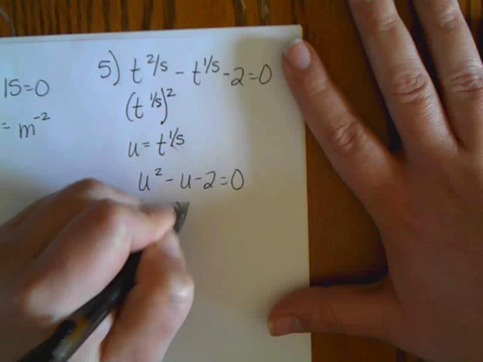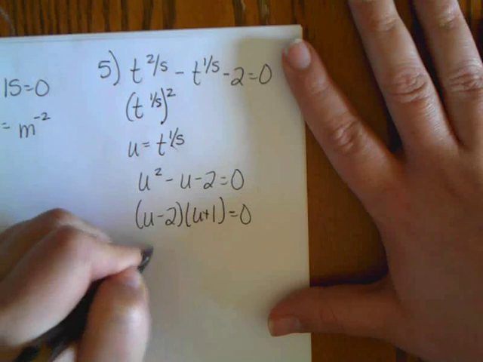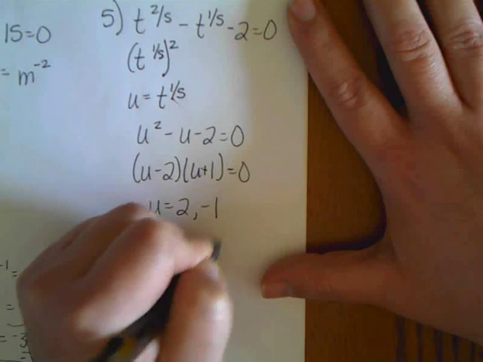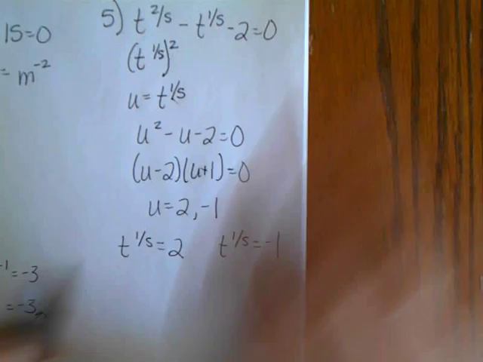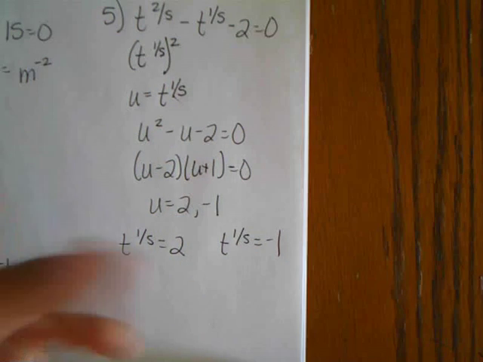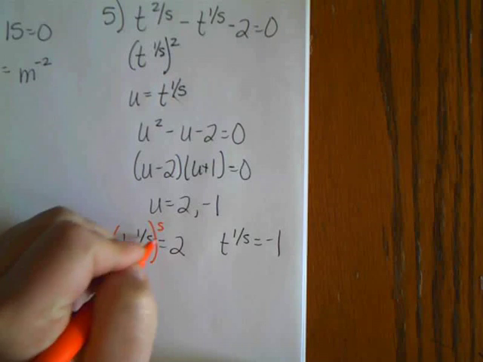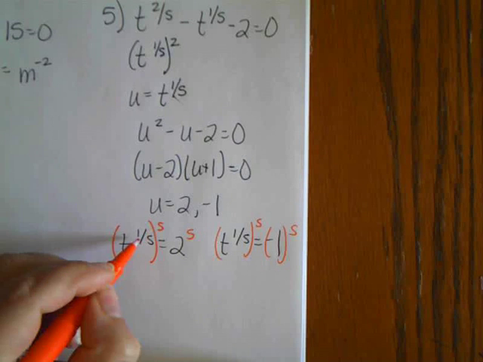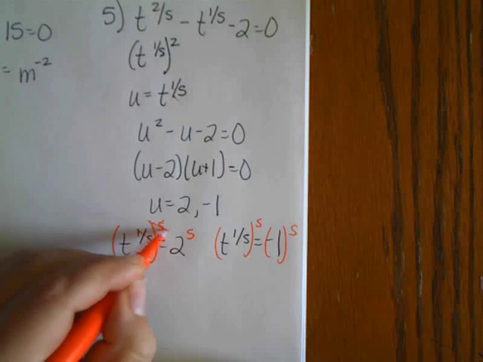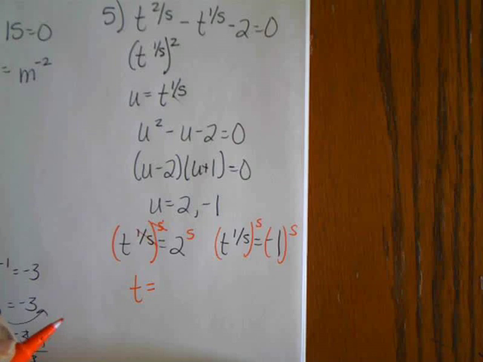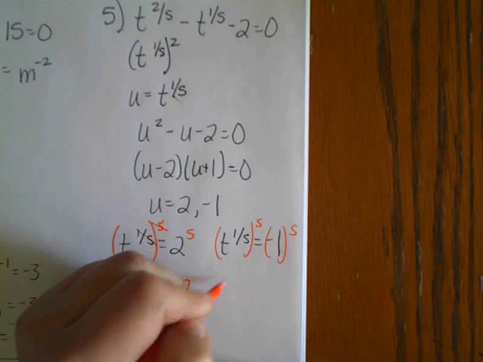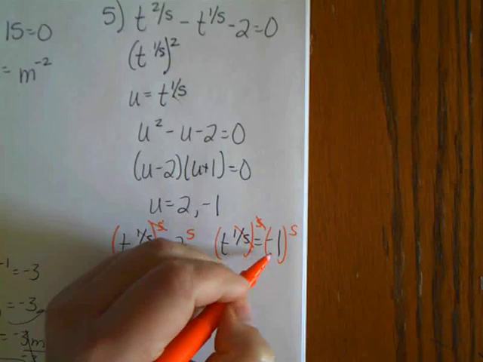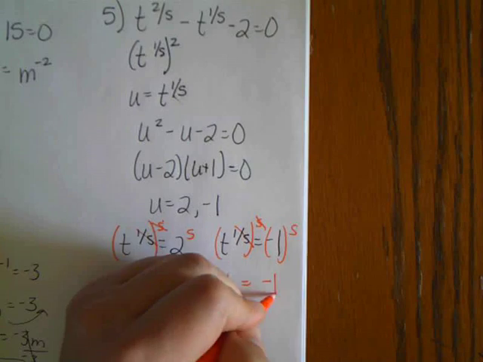And we get u minus 2, u plus 1 equals 0. U equals 2 and -1. So t to the 1/5 equals 2, and t to the 1/5 equals -1. And remember, to undo something to the 1/5 power is to raise it to the 5th power. So 1/5 to the 5th cancels. So t is 2 to the 5th, which is 32, and t, these cancel, is -1 to the 5th. A negative number to an odd power stays negative.